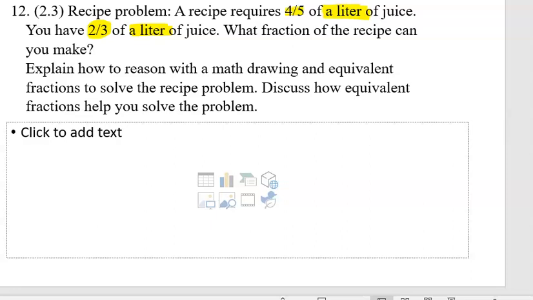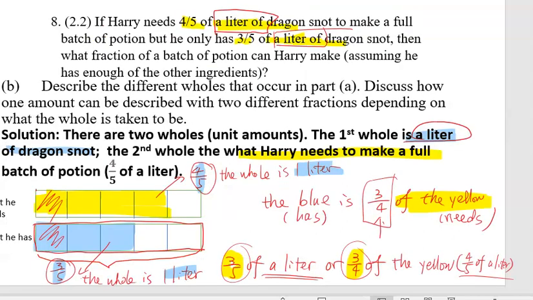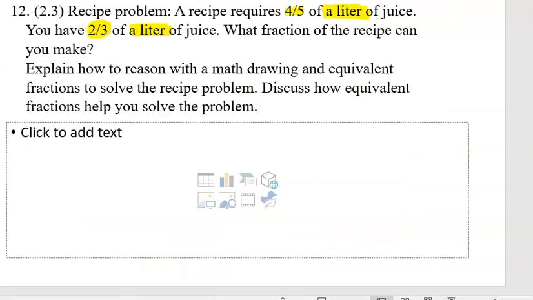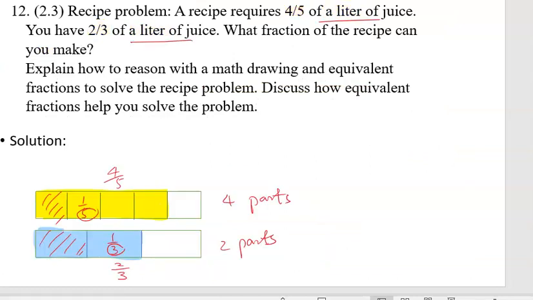If we compare to one of the previous problems we did, both were out of a liter, so they had the same whole. But not only that, they also had the same denominator. So when you divide both wholes into 5 equal parts, the parts have the same size. But in our case, that's not true. So let's look at the drawing here. Again, because they're both out of a liter, they have the same whole. So make sure you draw two identical paper strips.